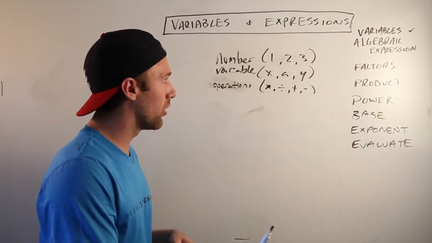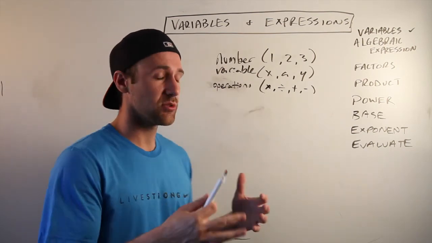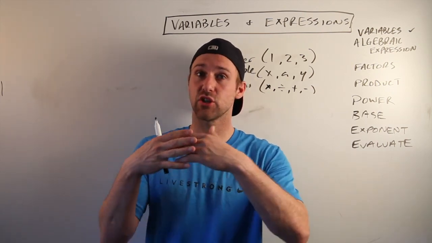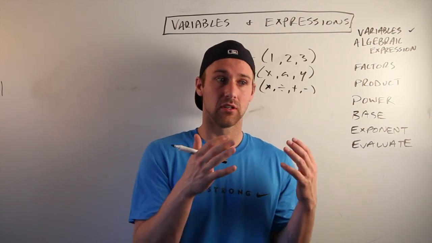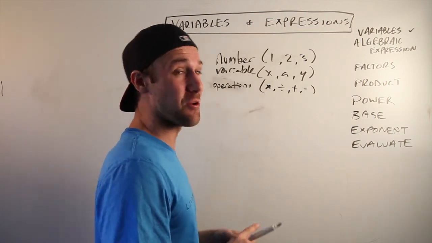Okay, so what we're going to learn next is algebraic expressions, okay? An algebraic expression is exactly what those two words mean. It's an expression, which means it shows something, and it's algebraic, which means that it has some math stuff in it. So it's something that says math things. It's a pretty technical term right there.